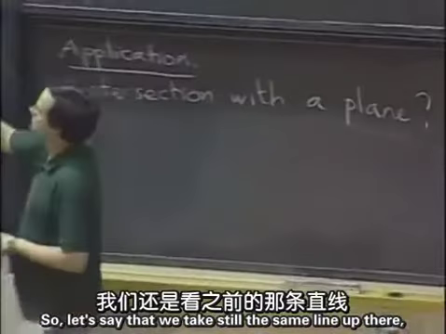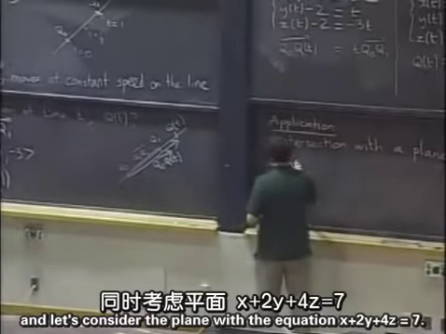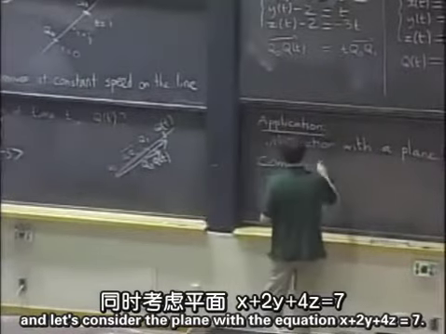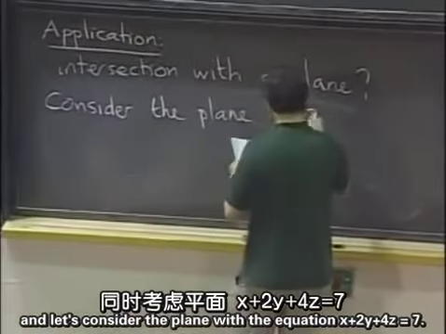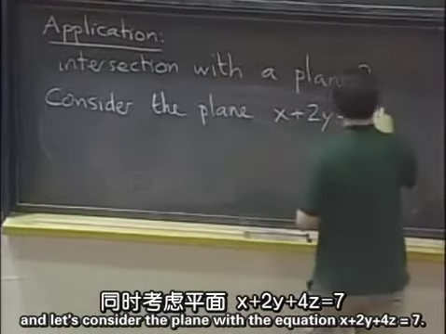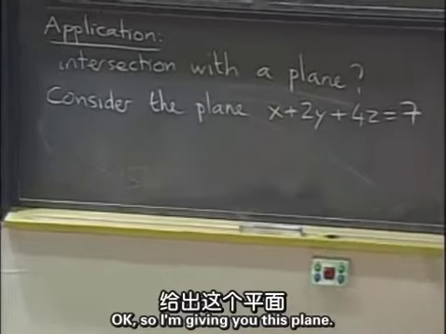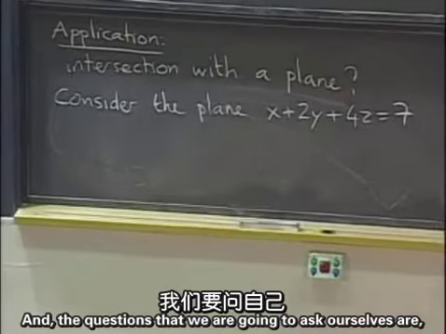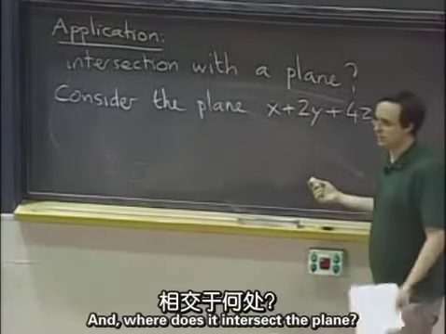So let's say that we take still the same line up there, and let's consider the plane with equation x plus 2y plus 4z equals 7. Okay, so I'm giving you this plane. And the questions that we're going to ask ourselves are, does the line intersect the plane, and where does it intersect the plane?